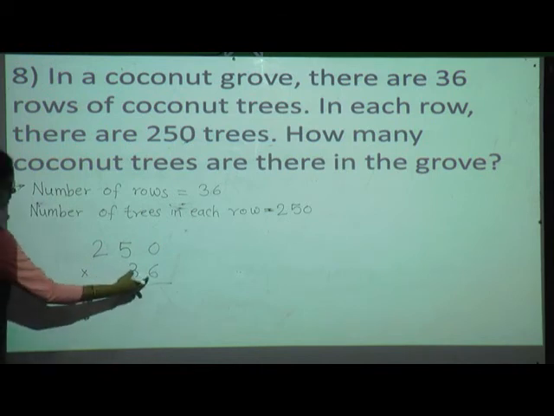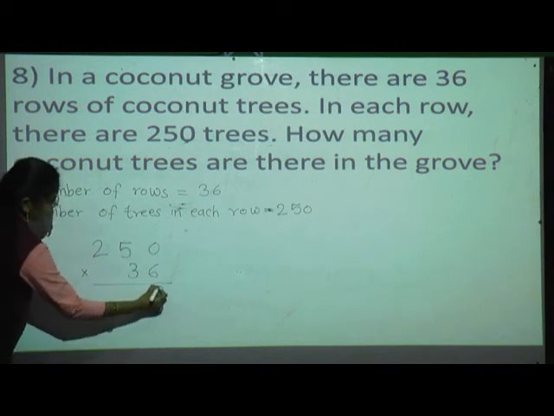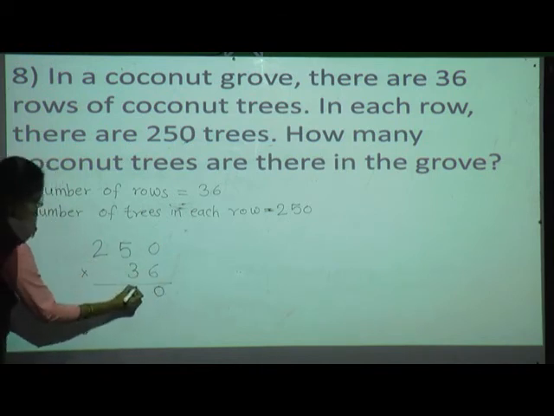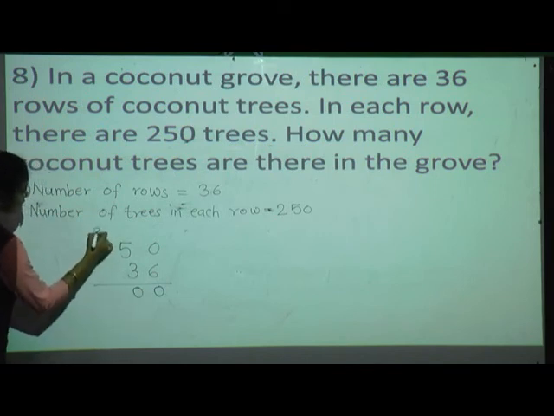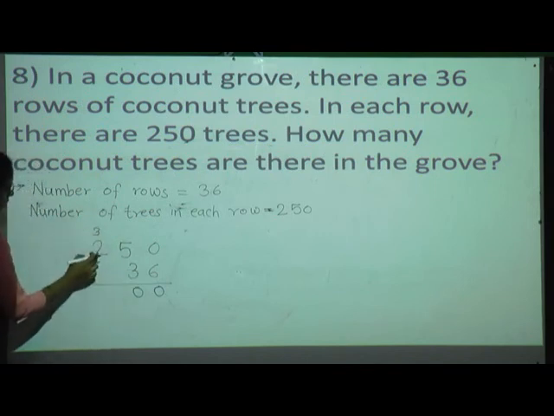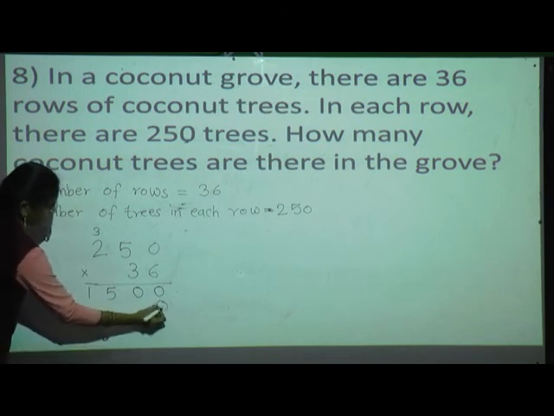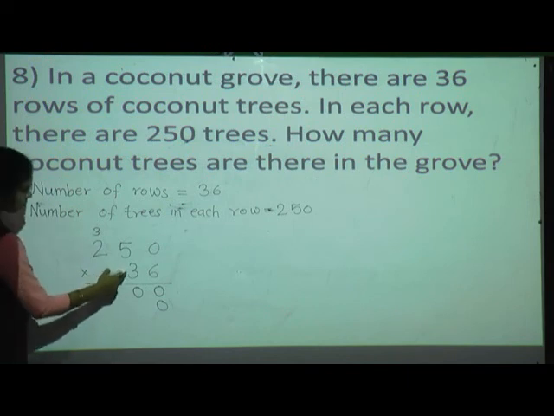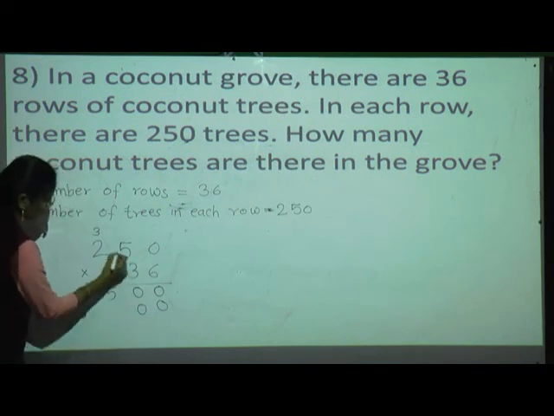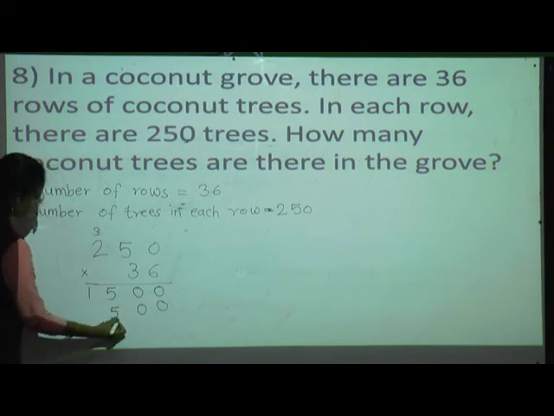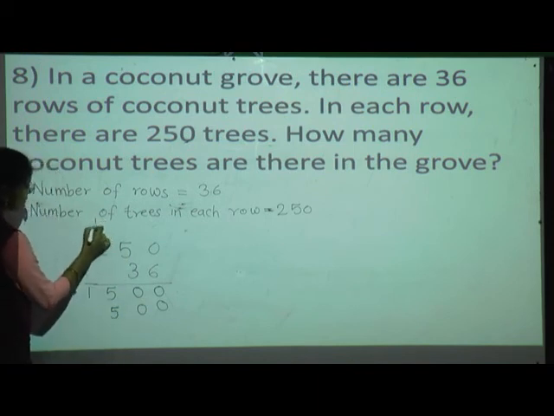Now do the multiplication. 6 into 0, 0. 6 5s are 30. So we will write here 0 and 3 as a carry. Then 6 2s are 12. 12 plus 3, 15. So write here 15. Then in the next step we have to put a 0 and then start from this number. 3 into 0, 0. 3 5s are 15. So we will write here 5 and 1 as a carry.